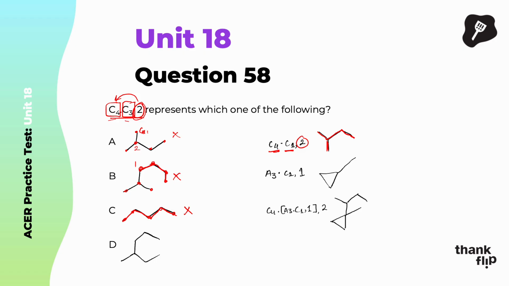Looking at answer option D, we can look at it in multiple ways, but in the way that matches the cipher that we're given, we can look at it like this: 1, 2, 3, 4, right? So that's our C4. And then at carbon number 2, we have 1, 2, and 3. So we have C3. And so this matches with our cipher, and so that's why D is the correct answer.